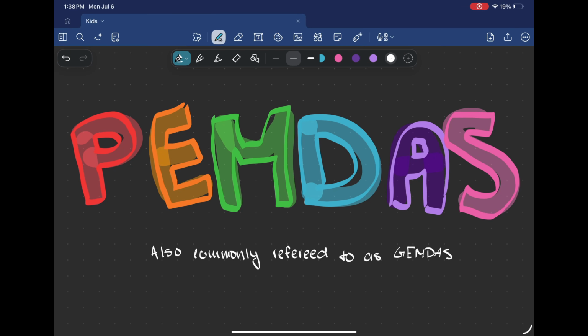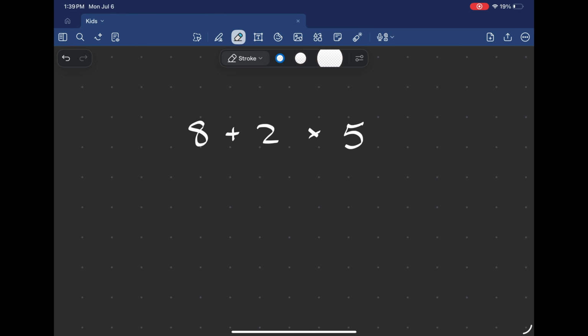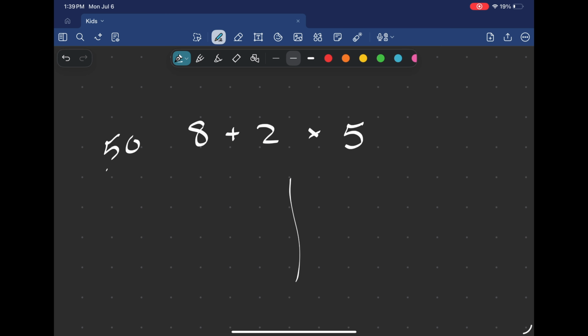Today we will be learning about PEMDAS. Let's play a quick game. I want you to solve this problem in your head. 8 plus 2 times 5. Now, half of you may say that you got 50. And then half of you may say that you got 18.